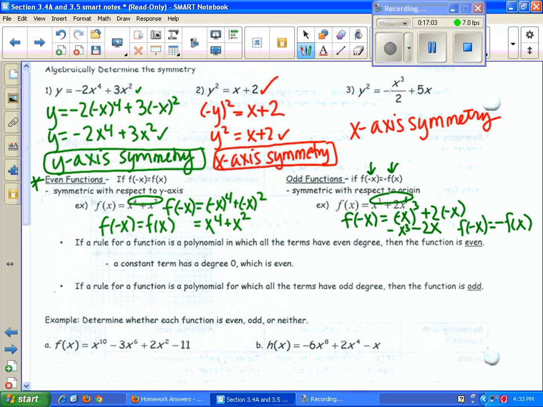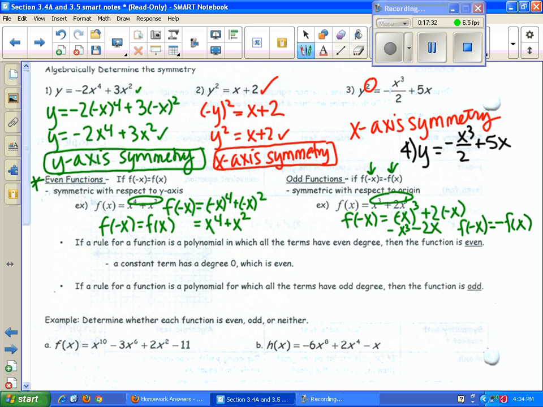Now let's think about changing this equation. If I change something in this equation so that a similar equation would have origin symmetry, what would I have to change? Looking at it, I would have to change my y. If I change this right here so that it's not squared, and let's say I wrote the equation as number 4, y equals negative x cubed over 2 plus 5x.